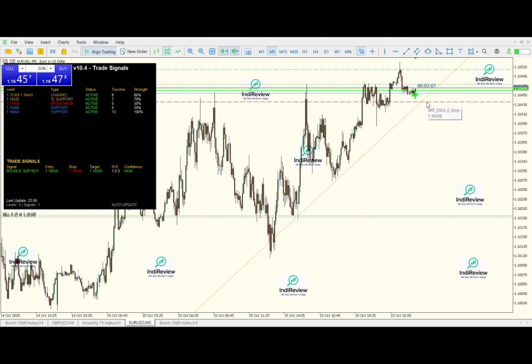My mouse is giving problems. Anyway, this would be my target and this would be my stop loss. So I just have to drag my entry price to the support and then we are good to go. It gives you the signals, and then you decide. It gives you an arrow where the entry should be and then you're good to go.